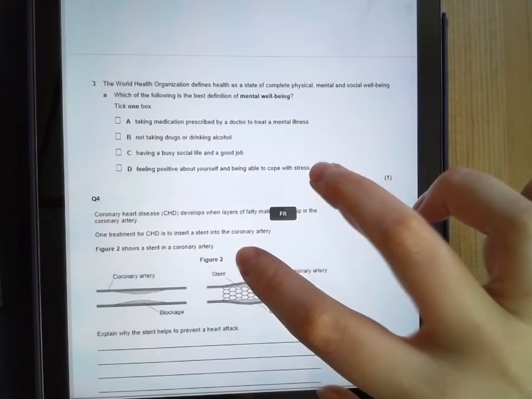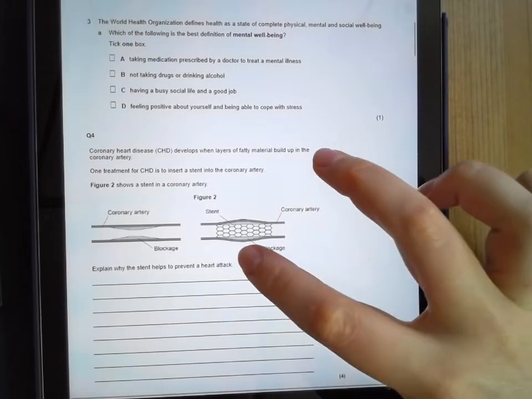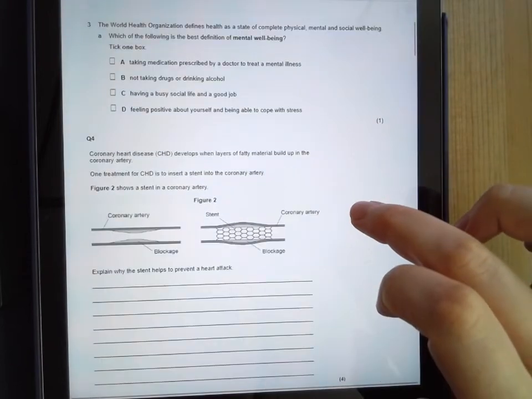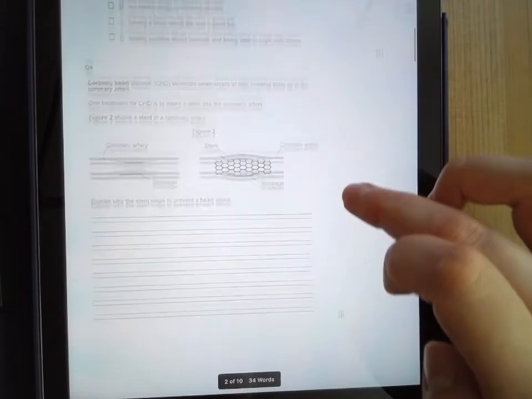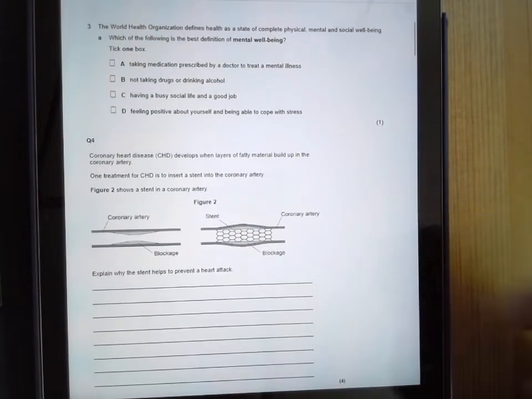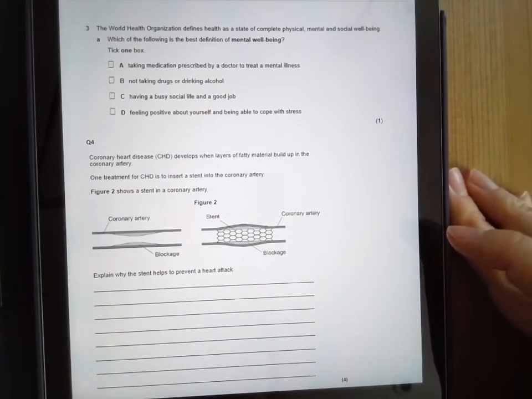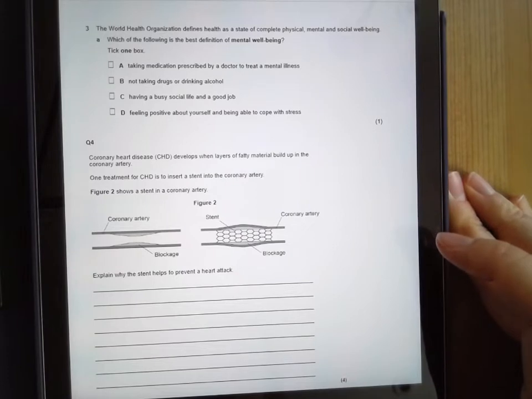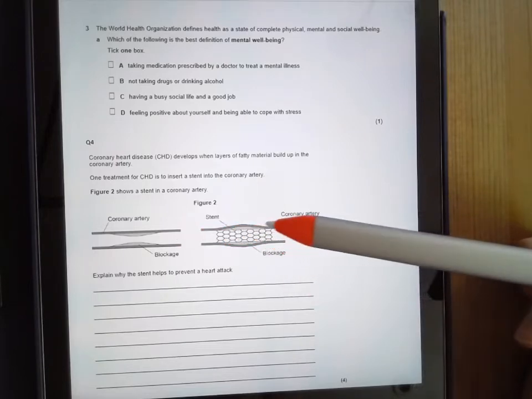The next question starts with another tick box question, really similar to question number 1. This time you are asked to tick a box that relates to mental well-being. So read the question and tick the appropriate box. And then the second question is asking you about stents, and it is for 4 marks. But there's 4 very distinctive bullet points that you need to give me. So have a look at the diagrams, see what the stent is actually doing.